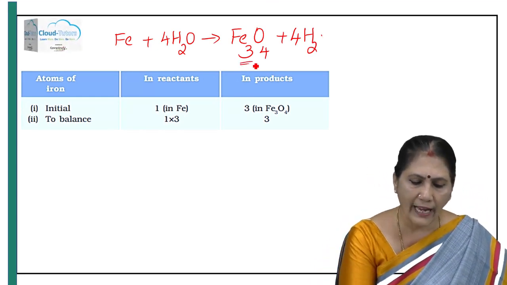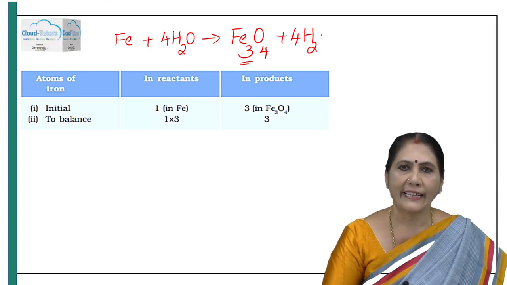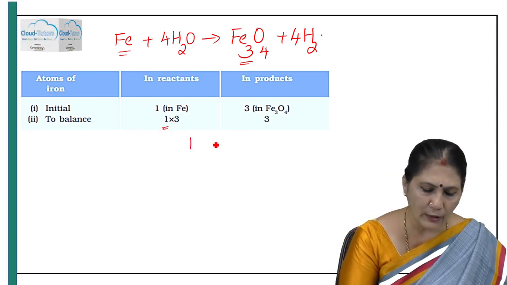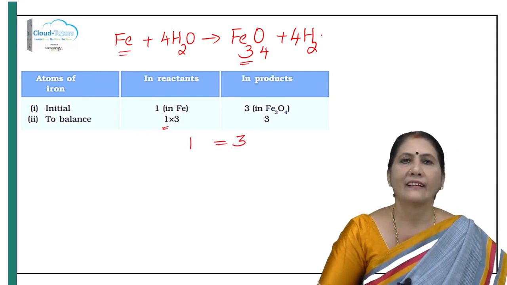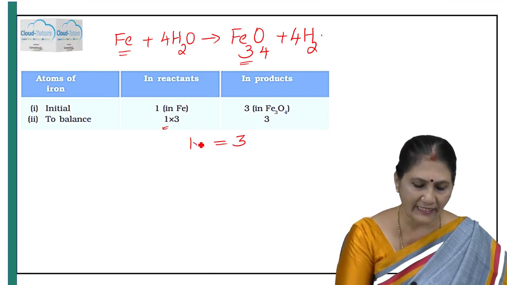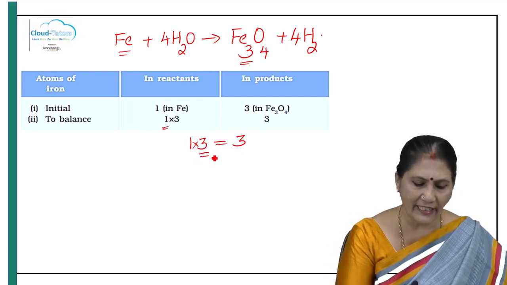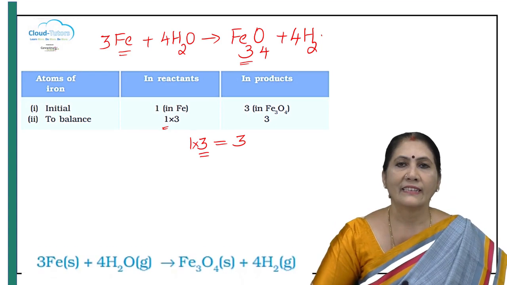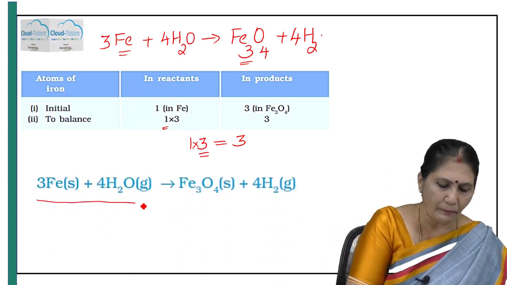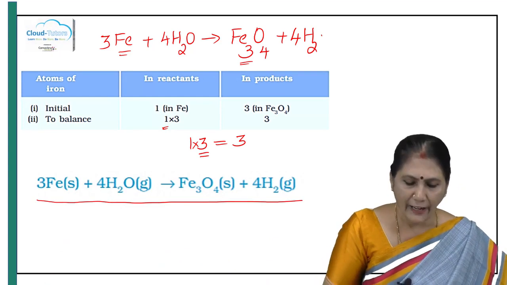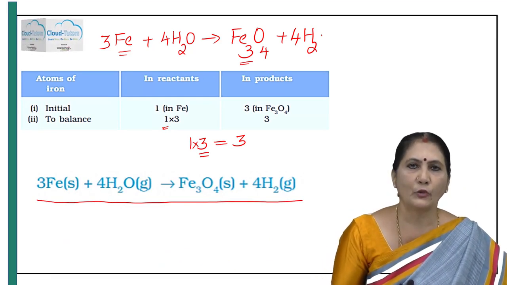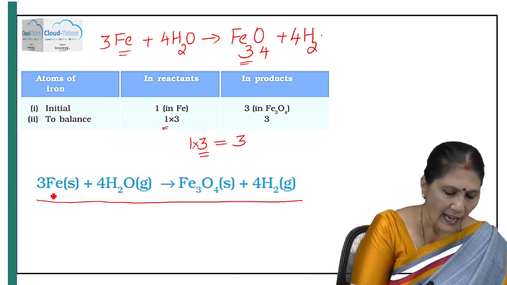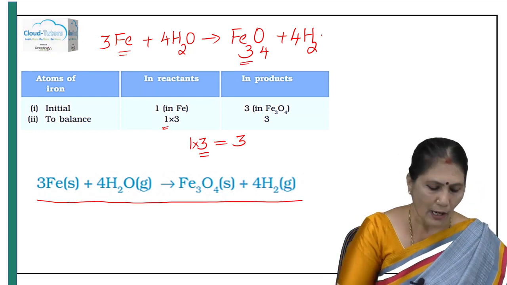Now here, how many atoms of iron are seen on the product side? It is 3, but on the reactant side it was only 1. So how to make this 1 equal to 3? Obviously we have to multiply this side by 3. Now this 3 has to be written here. That means this equation, 3Fe plus 4H2O gives Fe3O4 plus 4H2, is known as the balanced chemical equation of iron reacting with steam.